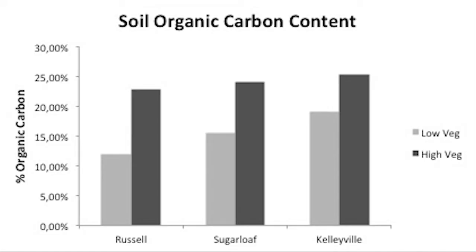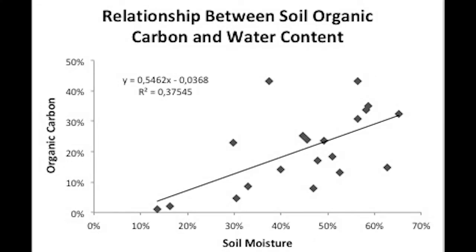The data we collected showed us that the organic carbon content in the soil samples was higher in areas of high vegetation and increased slightly as soil age increased for both vegetation types. We also found a positive correlation between the water content of the soil and the organic carbon content.